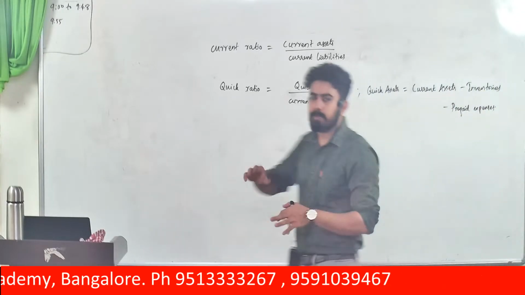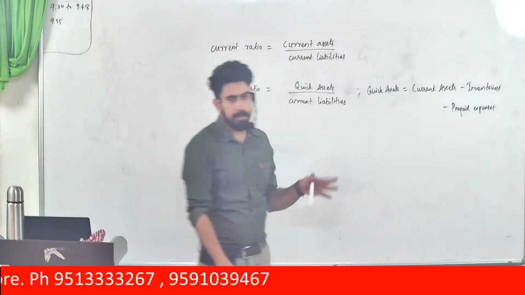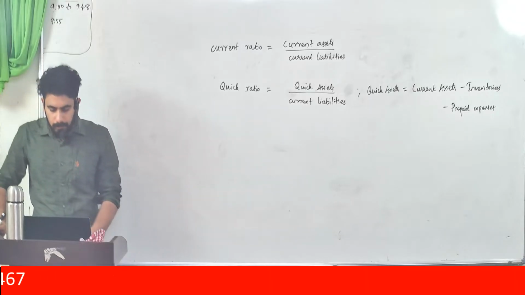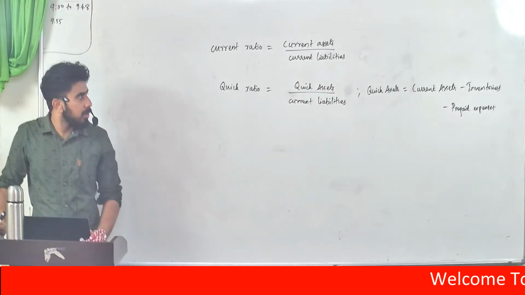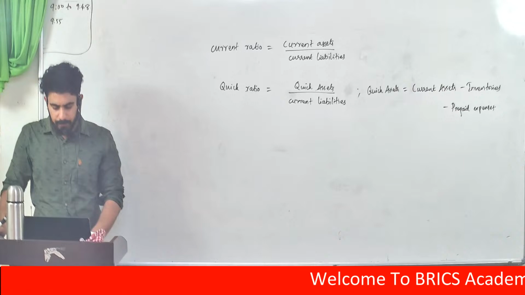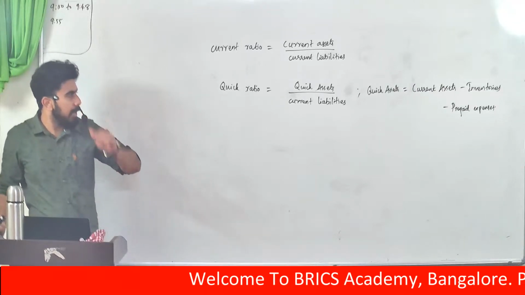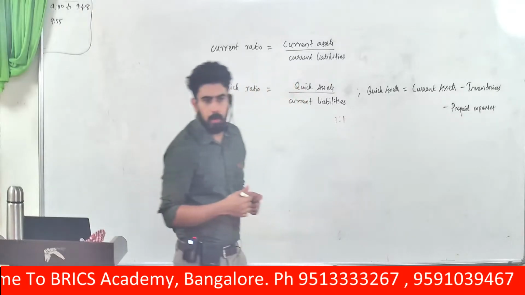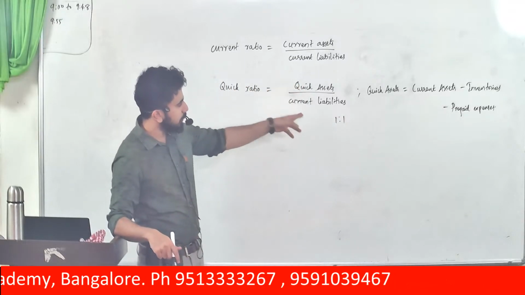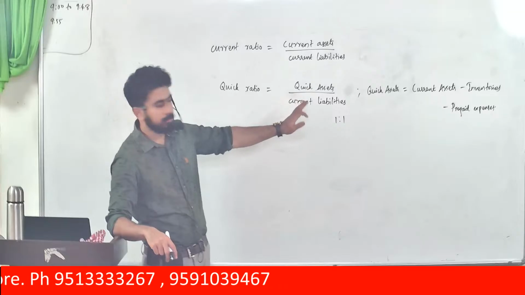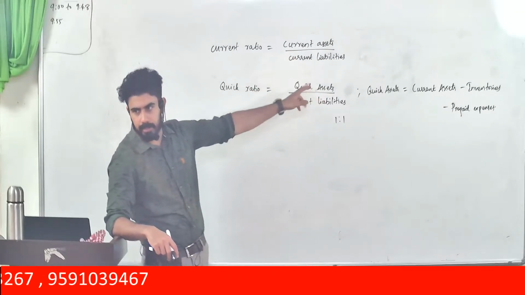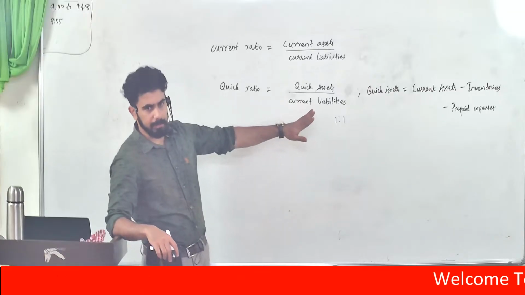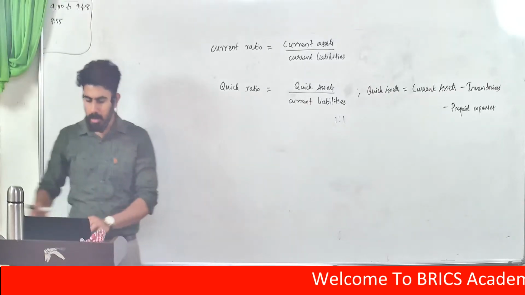Write this formula also. Quick assets is equal to current assets minus inventories minus prepaid expenses. So quick ratio, put it in a box. Generally the number given for quick ratio is 1:1. You should at least have that much quick assets to meet the current liability. Here those two are not included. They are saying cash and near-cash items should be able to meet the current liability.